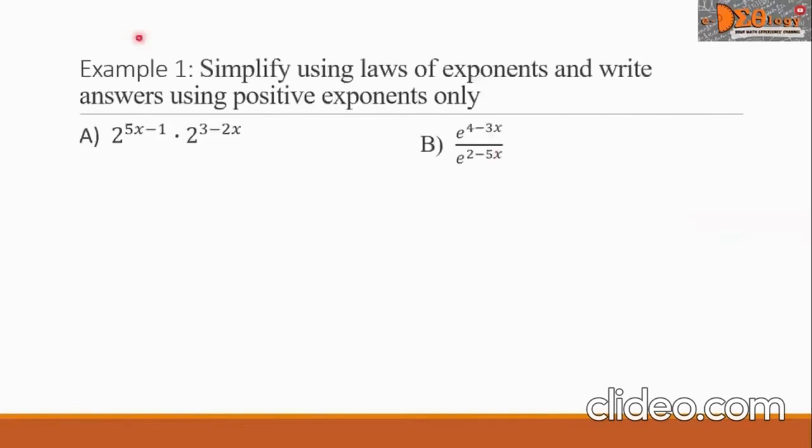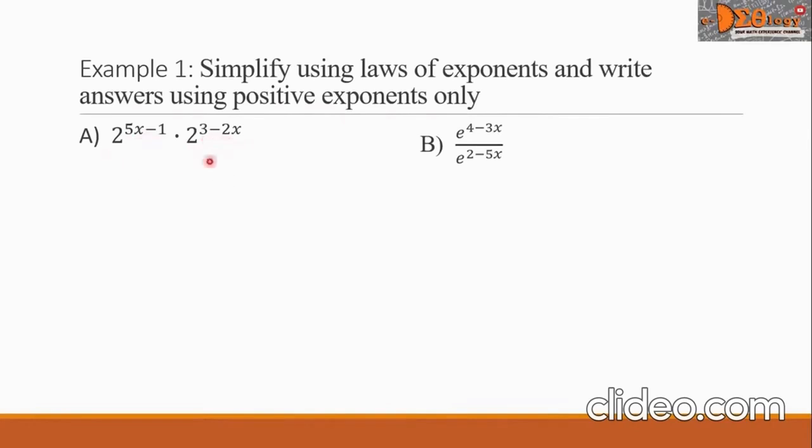Let's go now to sample problems. Example 1. Simplify using laws of exponents and write answers using positive exponents only. We have two problems here, A, B. Letter A is 2 raised to 5x minus 1 times 2 raised to 3 minus 2x.